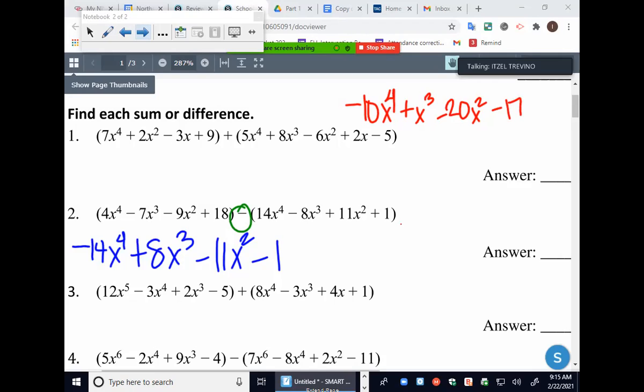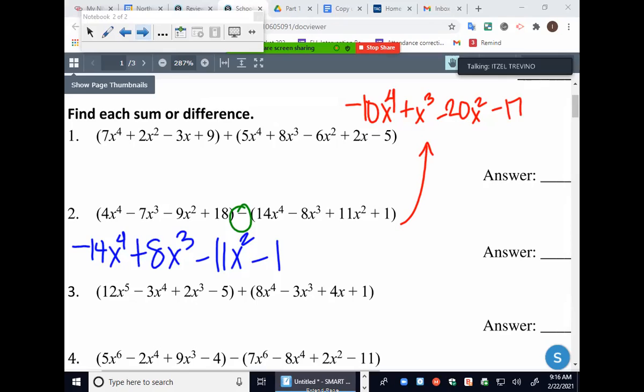So I subtracted them, combined my like terms, and now I have my answer, negative 10x to the 4th power plus 8x cubed minus 20x squared plus 17. I don't have any x's. Just x, I don't have any.